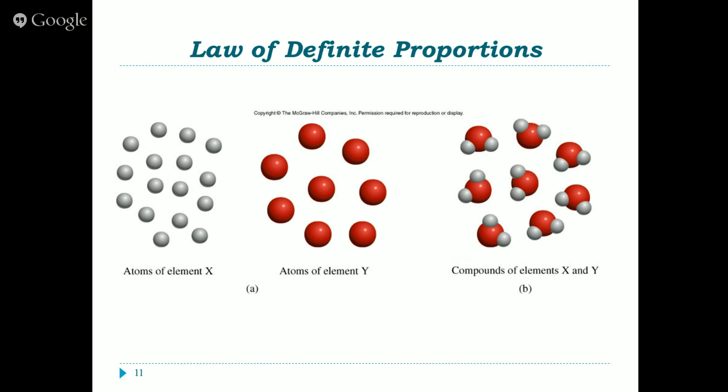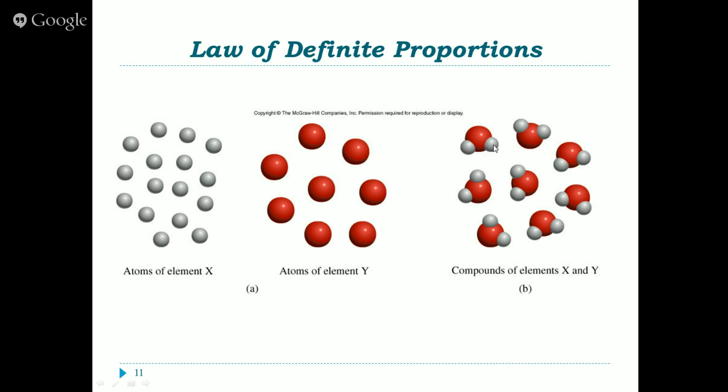Law of definite proportions. This states that if we have two different elements, X and Y, they will combine to form a specific compound. And within that compound, the ratio of the atoms has to remain constant. For example, if this was oxygen and this was hydrogen, we've formed a water molecule over here. And this water molecule means that we have one oxygen for every two hydrogen atoms.